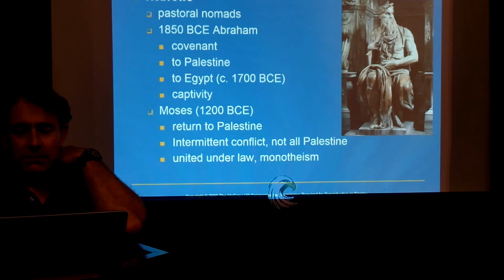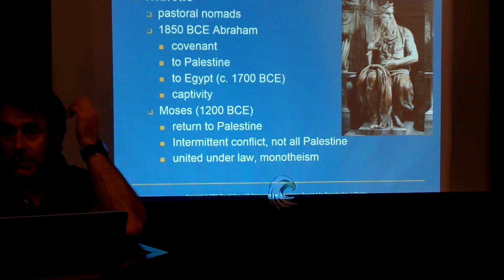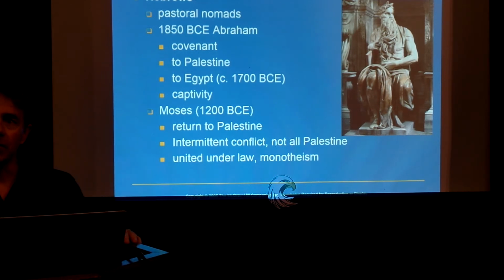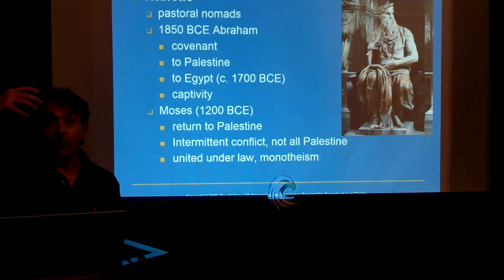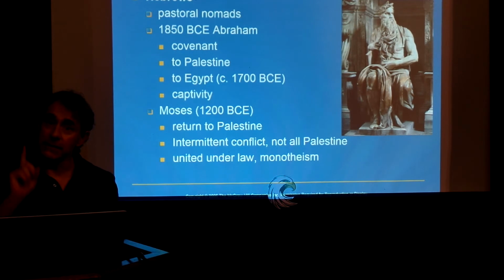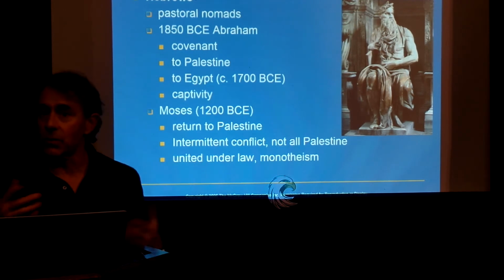That about 1850 BCE, so that would be 3,800 years ago or so, God makes an agreement with a human being named Abram or Abraham. And basically the agreement is Abraham and his people are only going to worship the sky god. That makes sense if you're wandering people, pastoral nomads, right?